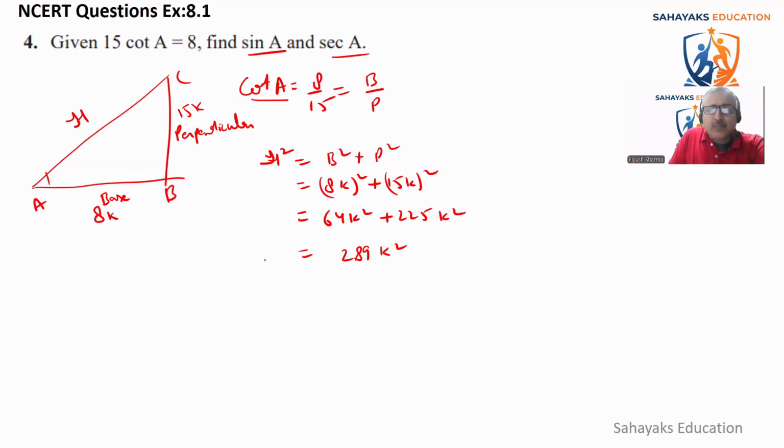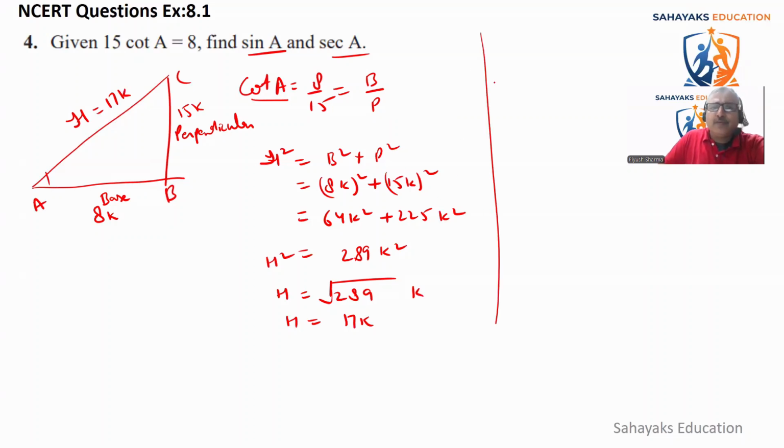K square is equal to hypotenuse square. So the value of hypotenuse comes out to be square root of 289 K square. What is 289? 289 is the square of 17. So it will become 17K. H is 17K, so I'll just put the value as 17K.